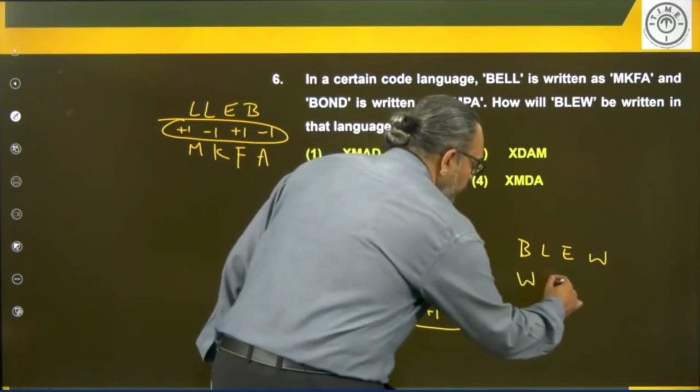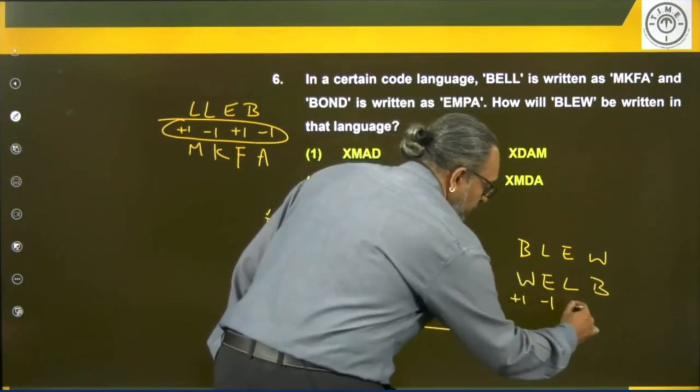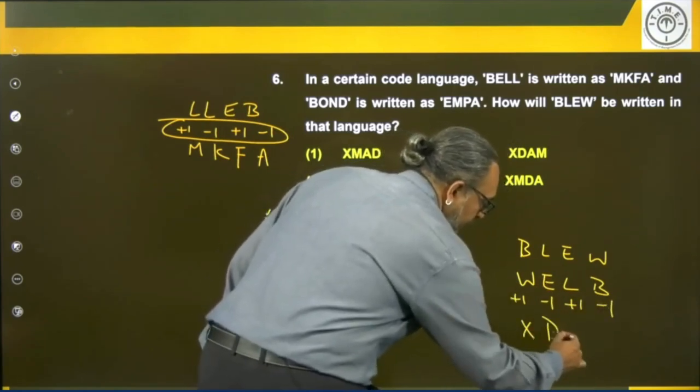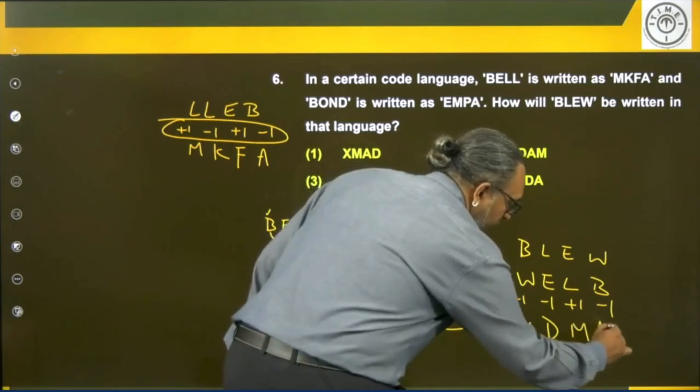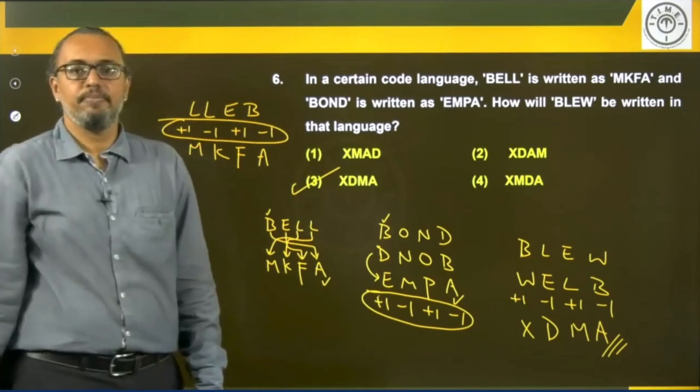So, we have W, E, L, B. So, you take the next letter, previous letter, next letter, previous letter. So, we will get X, D, M, A. So, it is X, D, M, A. That is available in third option.